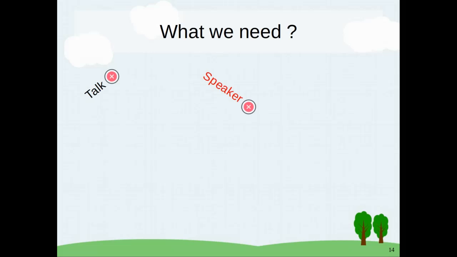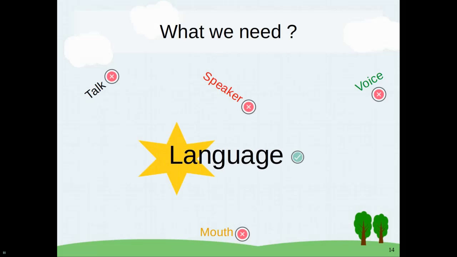Let's move forward and see what other options we have. The voice, yes, you can use a voice to communicate, but still it is not the basic one. You can also use the mouth to produce some sound, and that is also a means of communication, but not the basic one. Then what is the basic one needed for a successful communication? I know what you are thinking. This is what I'm going to reveal right now. It's language. Language is the most basic thing required to make a successful communication.